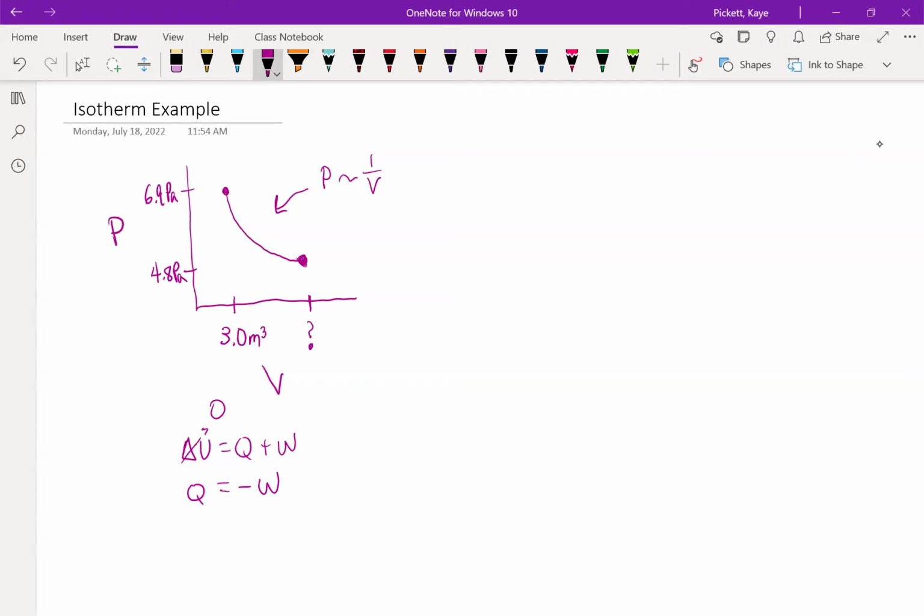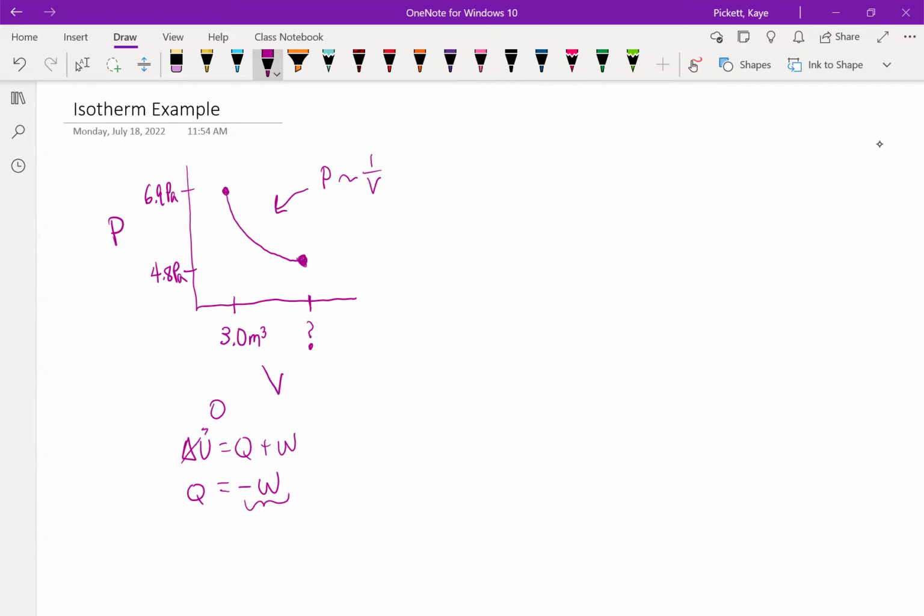Okay. Well, the issue here is I can't use P delta V because that's not a straight line. And I also don't know the Q because it's not a straight line. And I don't have the final volume. So what's a girl to do?